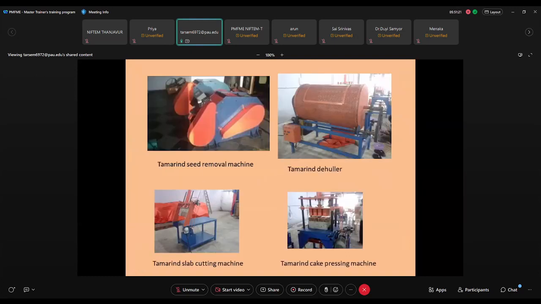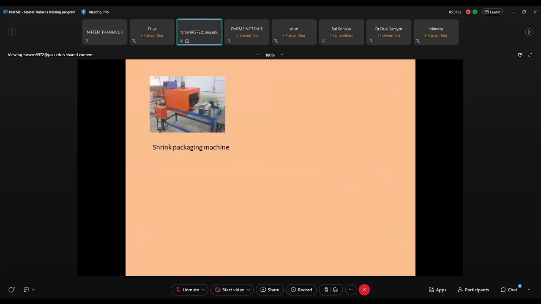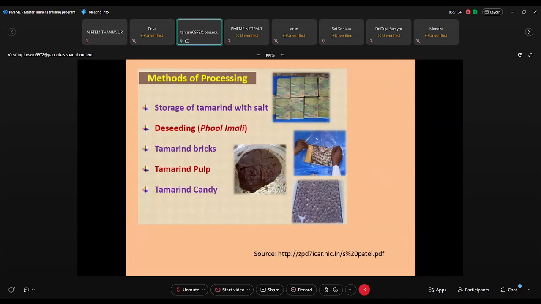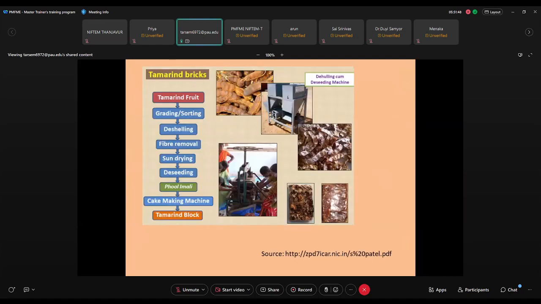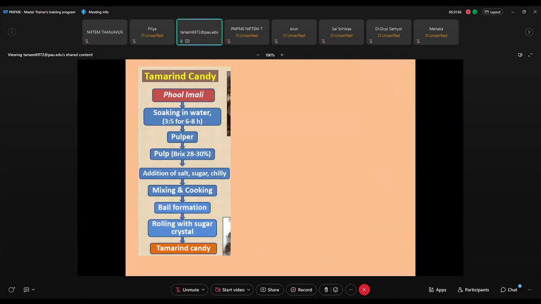These are some of the photographs of the tamarind dehuller, seed removal machine, slab cutting machine, tamarind cake pressing machine, and packaging machine also. As far as methods are concerned, this I have taken from some other source material: storage of tamarind with salt, deseeding, tamarind bricks, tamarind pulp, tamarind candy, etc. So this is a process I have written for tamarind bricks. Similarly, for making tamarind candy, there are a number of unit operations which are written here.